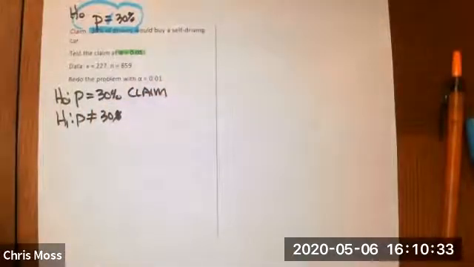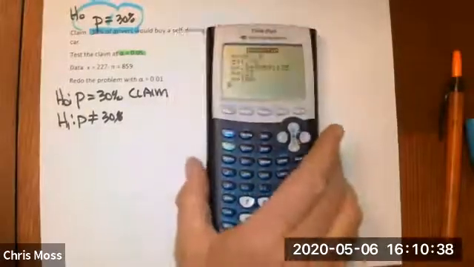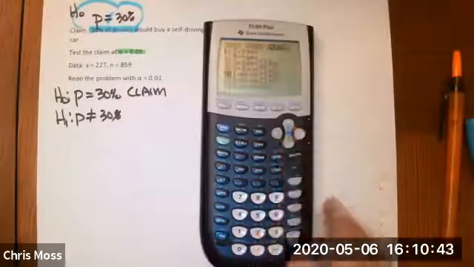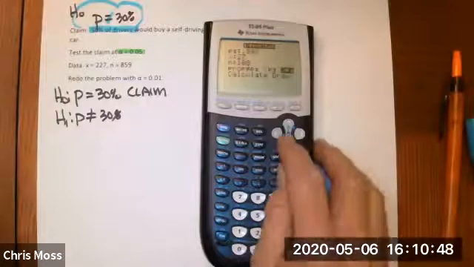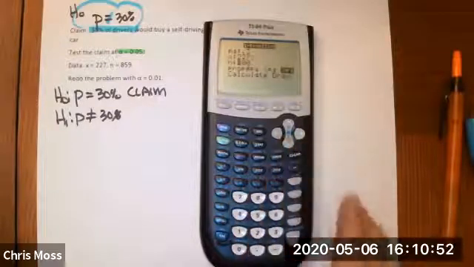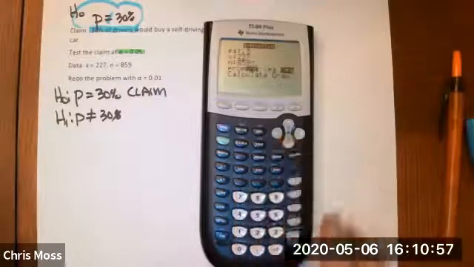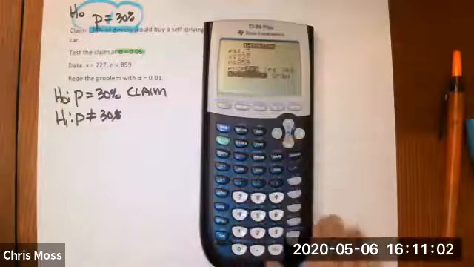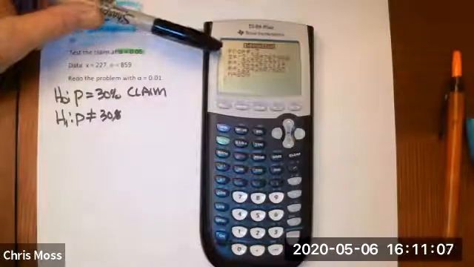Now, my calculator comes out to play, and I use the one prop z test. My null hypothesis, 0.30, 30%. How many X's? 227 people said they would buy a car that would drive itself. 859 people responded altogether. You'll have to adjust your alternative hypothesis to pick up the two-tailed test, and then we can calculate. Now, I'm not after the z-score here, I'm after the number right below it.